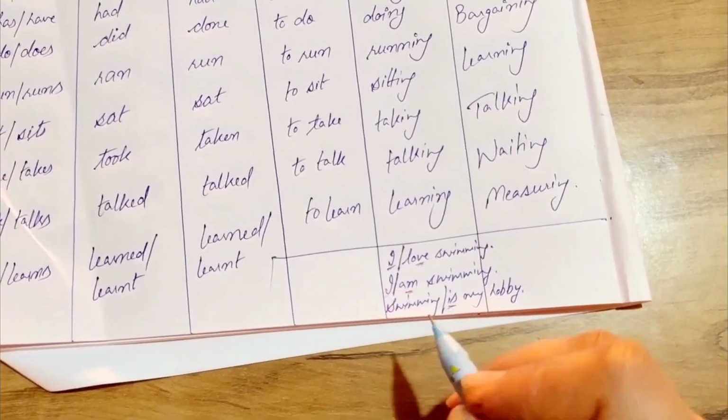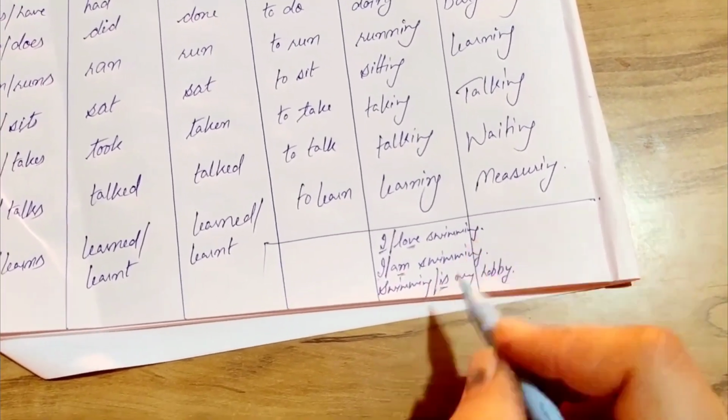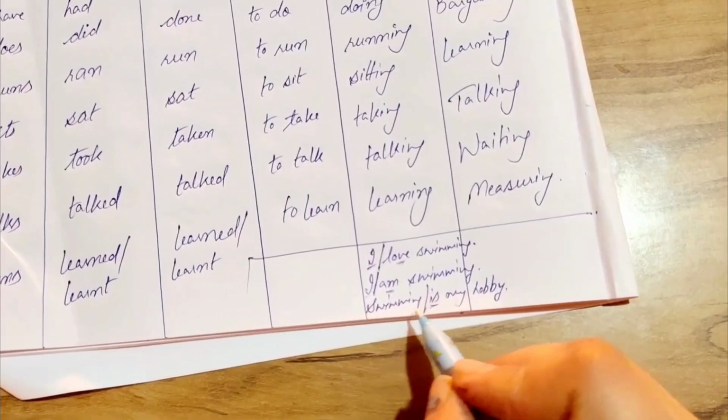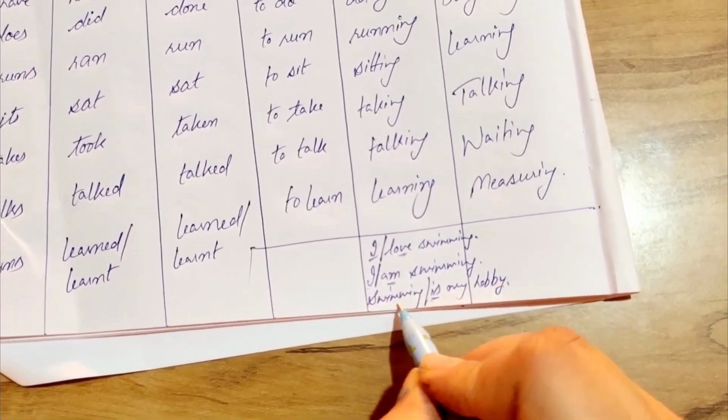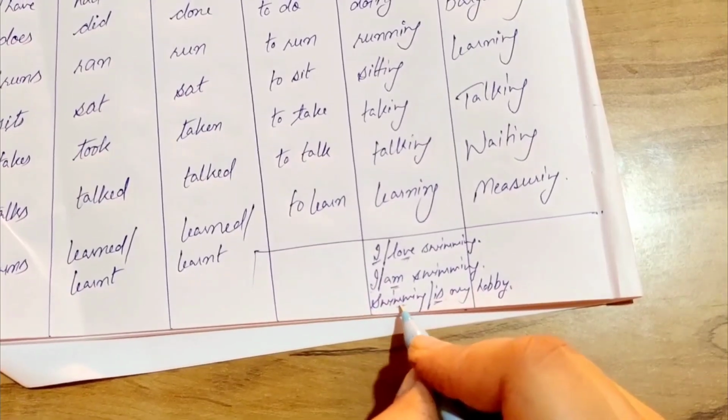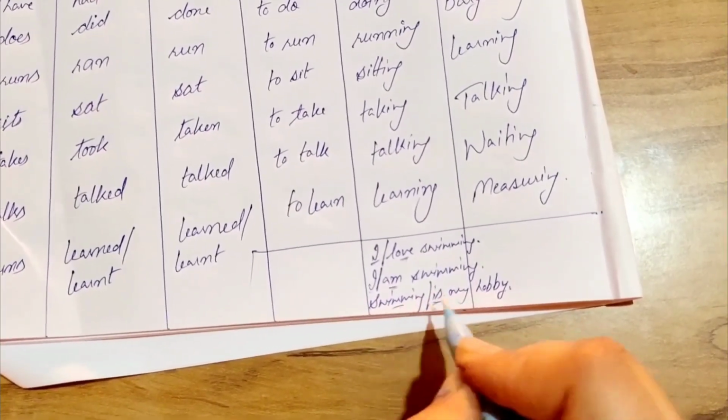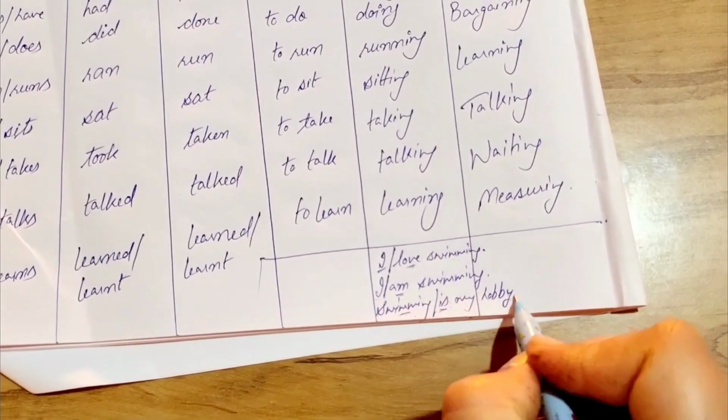Now here in this sentence, swimming is my hobby. What is my hobby? Swimming. Now, as I told you, this is a subject because it is answering the verb. What is my hobby? Swimming is my hobby. This is answering the verb.